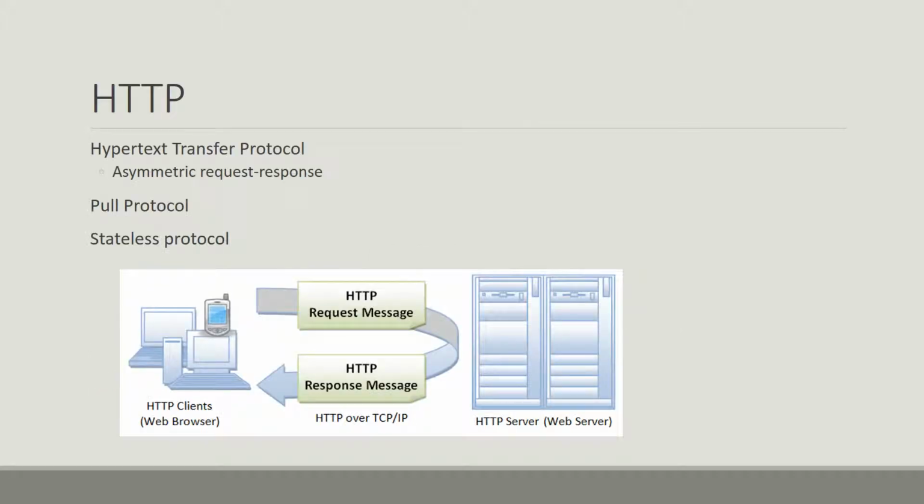Hypertext Transfer Protocol. HTTP is the asymmetric request-response client-server protocol. HTTP sends a request message to an HTTP server. What the server will do in return is to send a response message. In other words, it is a pull protocol where the client will pull the information from the server, and the server will disperse and push down the information to the client.